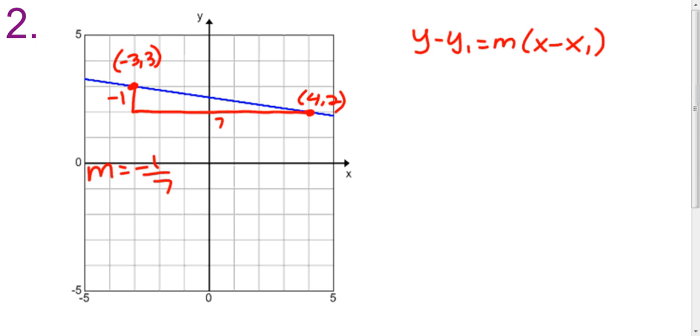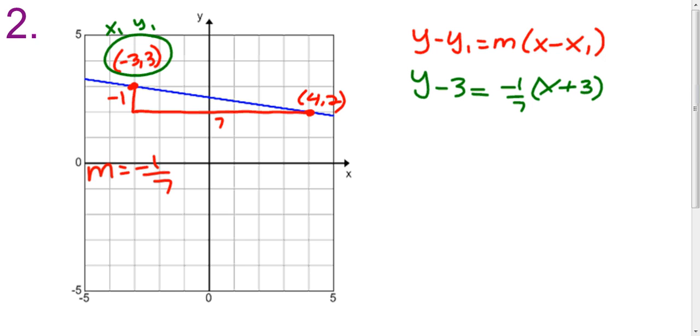I'll do that and then switch it to y equals mx plus b form. I can choose to use either coordinate; it makes absolutely no difference. I'm going to use this coordinate as my x1 and y1. So I have y minus 3 equals my slope, -1/7, times x minus -3, which becomes x plus 3. Then if you distribute that -1/7 through, -1/7 times x is -1/7 x, and -1/7 times 3 is -3/7.